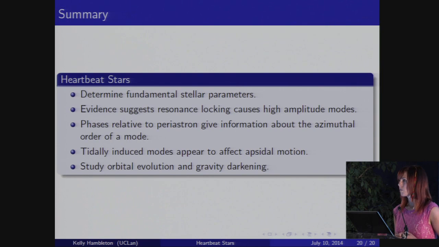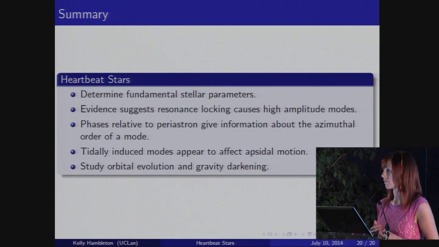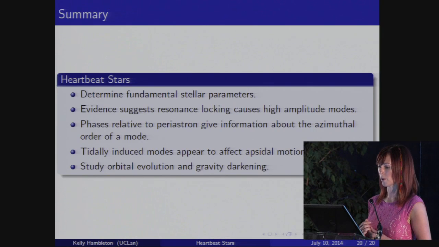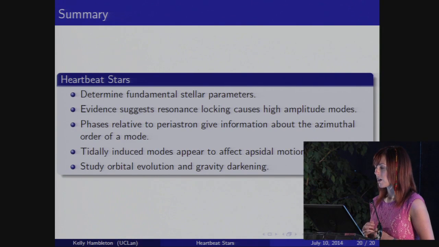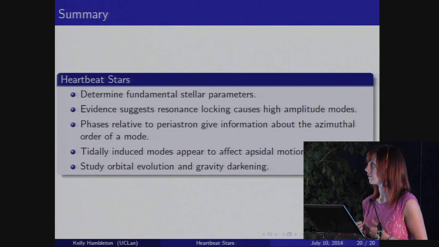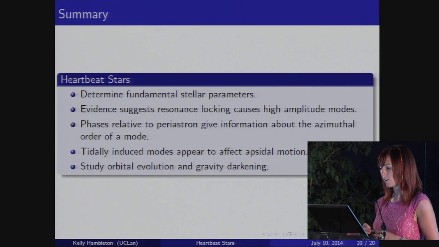So in conclusion, with heartbeat stars, we're able to determine fundamental stellar parameters, as with most binary stars. But evidence suggests that resonant locking can be the cause of us being able to see these resonant pulsations. And it's not only in KOI-54, but we also found it in other objects. We also determined that the phases relative to periastron give us information about the azimuthal order of the modes, and that tidally induced modes appear to affect apsidal motion. This is certainly something that we want to follow up on.